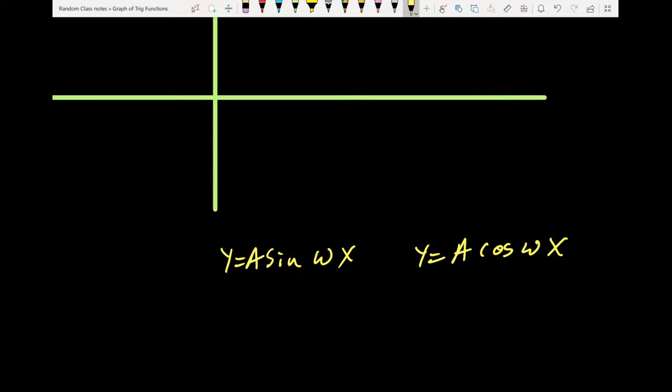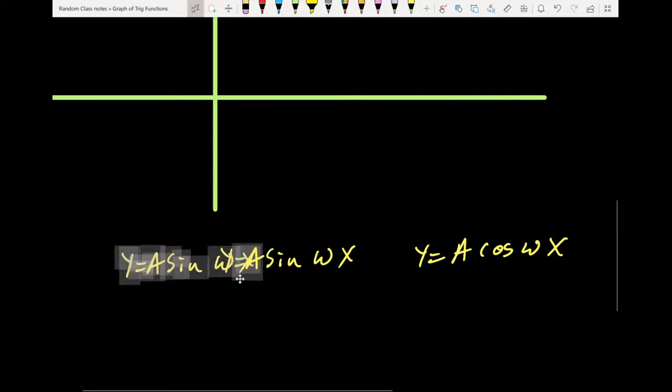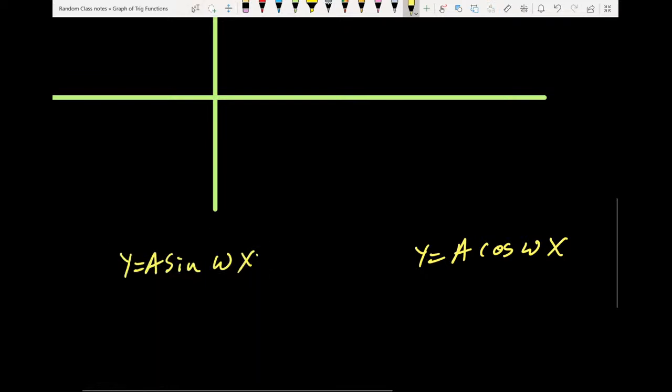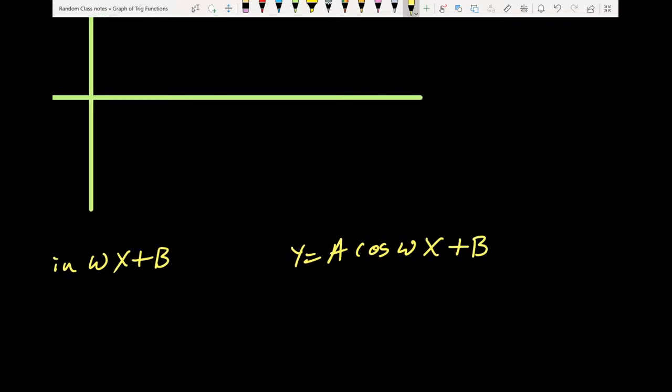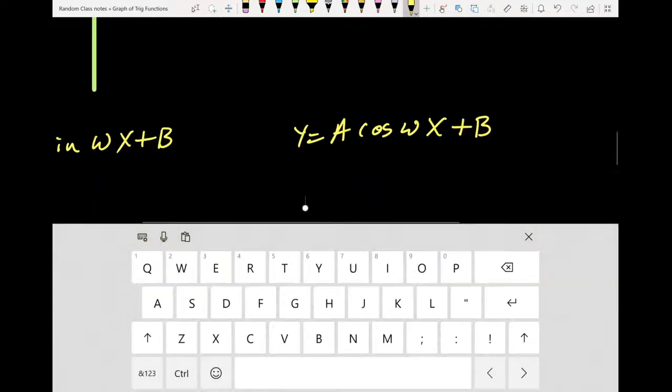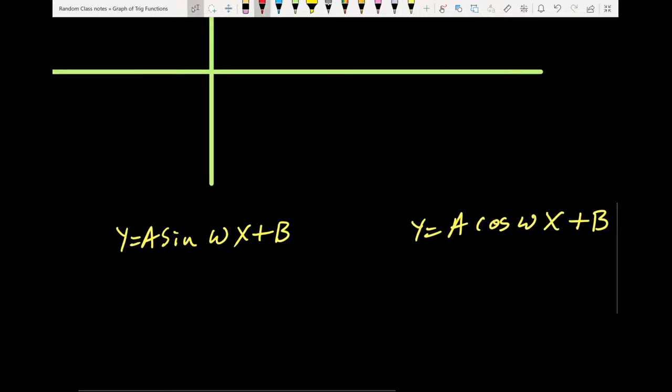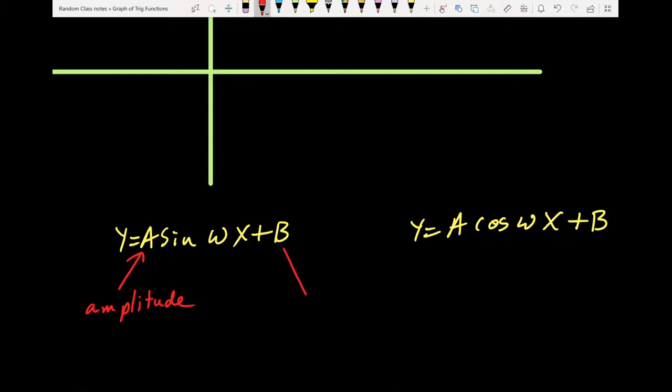What are those? No, let me make it a little bit more interesting. Plus b. Okay? First thing first, let's look at it. What is this, guys? Amplitude. It's the min or max, right? What is this, guys? That's the vertical shift.